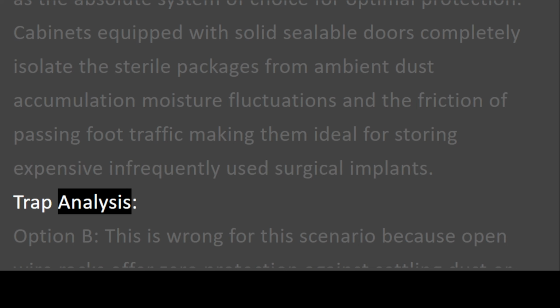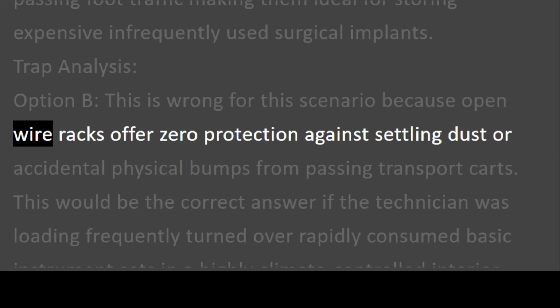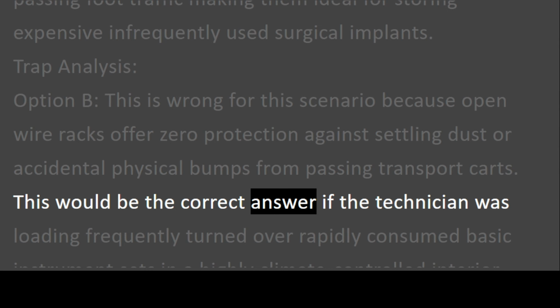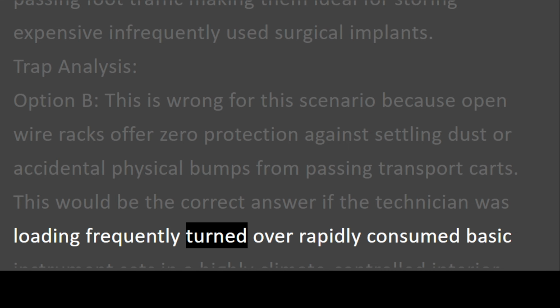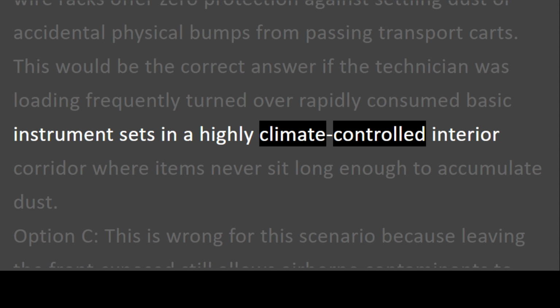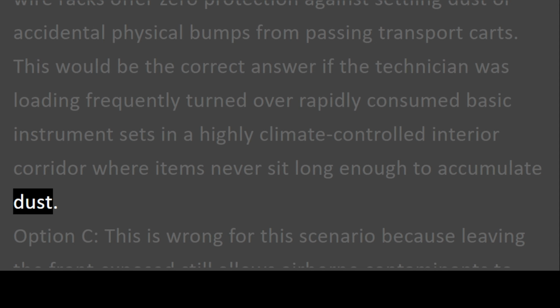Trap analysis. Option B. This is wrong for this scenario because open-wire racks offer zero protection against settling dust or accidental physical bumps from passing transport carts. This would be the correct answer if the technician was loading frequently turned over, rapidly consumed basic instrument sets in a highly climate-controlled interior corridor where items never sit long enough to accumulate dust.